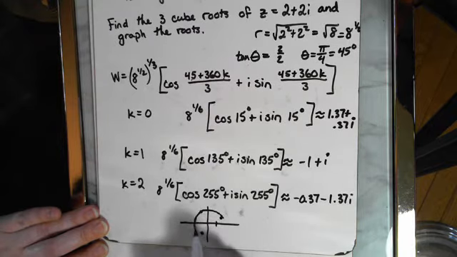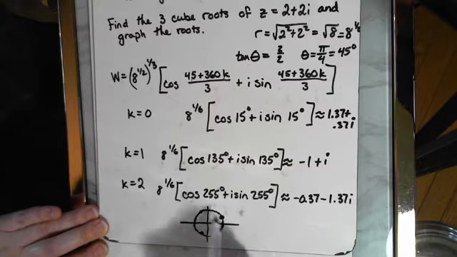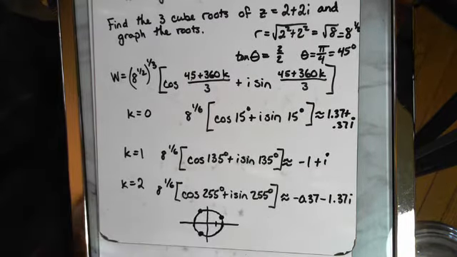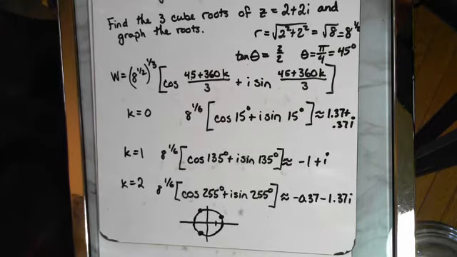So these are my 3 answers, and they actually end up on a full circle. If I was to graph them properly, it would make an actual circle here. There would be points on a circle. And that's what happens with these. They will always be points on a circle. Okay, so let's take a look at one more example.